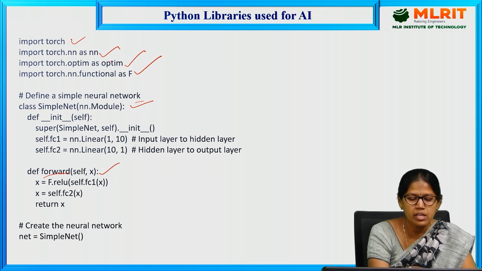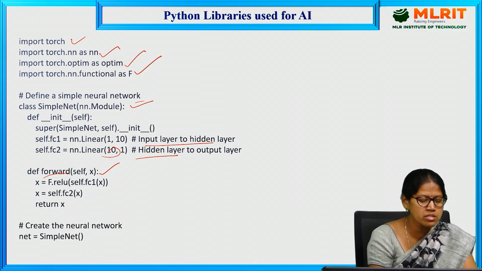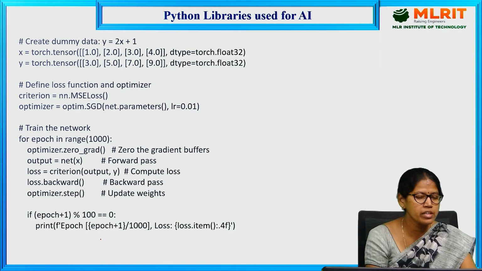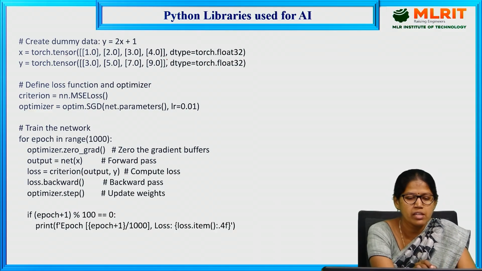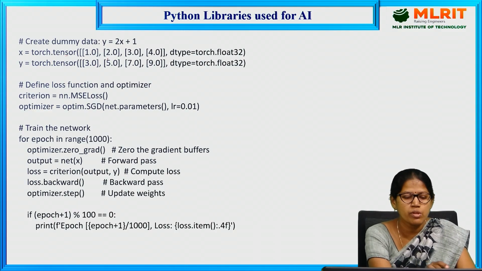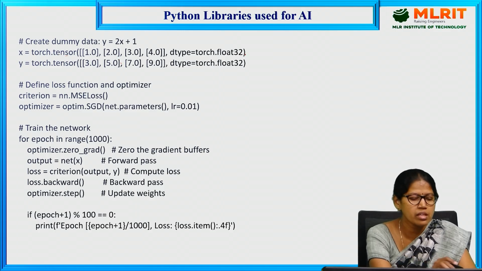Later on, here there is one input layer and one hidden layer, only 2 layers. In the hidden layer, there are 10 neurons. Next, creating the neural network. Let's see here, torch.tensor, and here we are giving the values 1.0, 2.0, 3.0 like that.